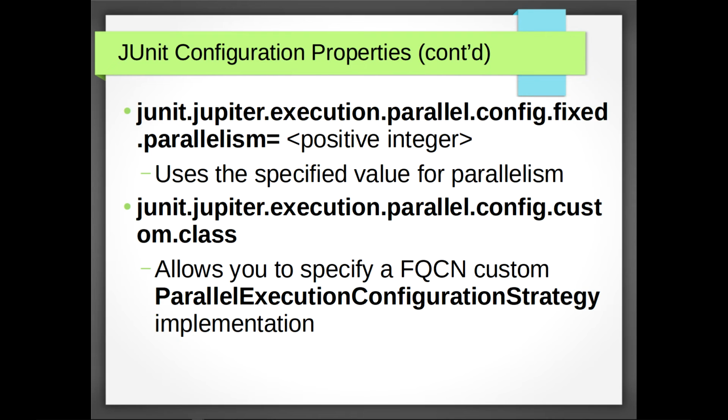I'm going to give you 45 seconds to write out junit.jupyter.execution.parallel.config.fixed.parallelism equals a positive integer. And I'll be back in 45 seconds.